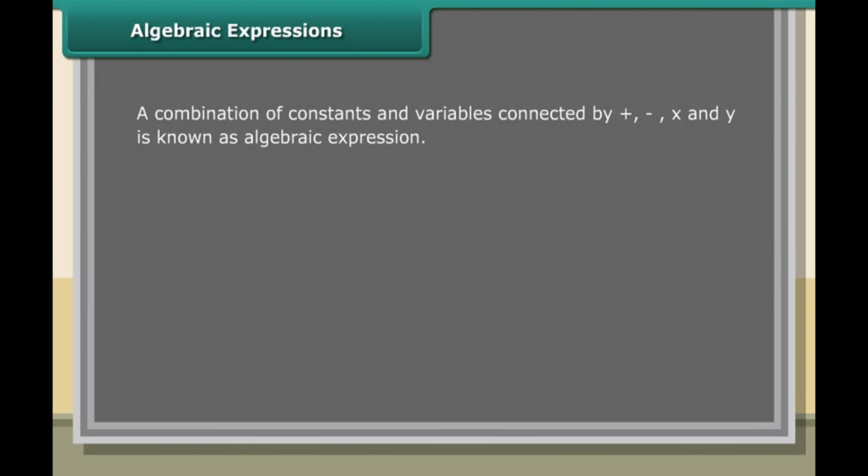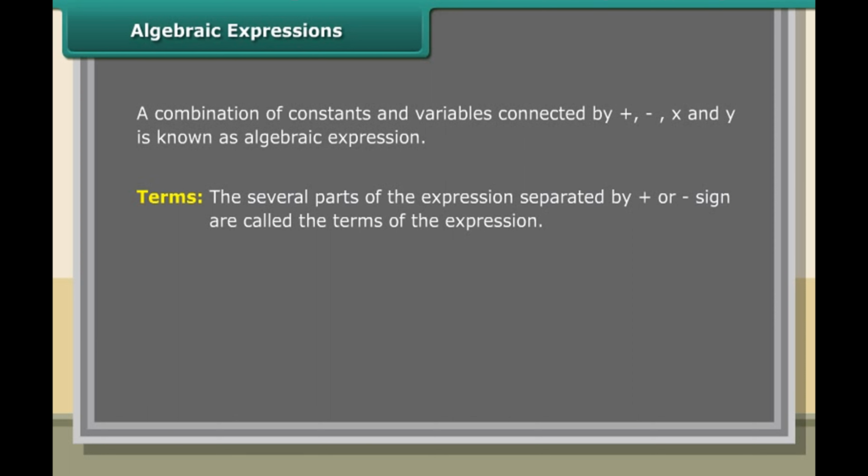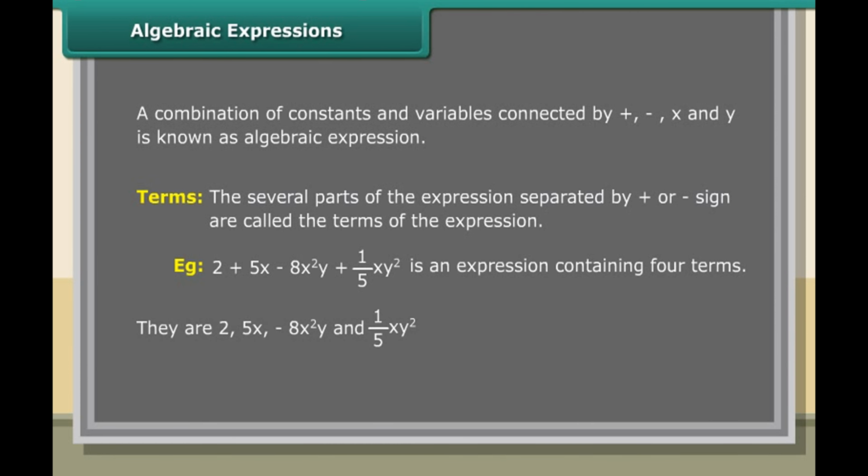Algebraic expressions. A combination of constants and variables connected by plus, minus, multiplication, and division is known as algebraic expressions. Terms. The several parts of the expression separated by plus or minus sign are called the terms of the expression. Example, 2 plus 5x minus 8x square y plus 1 upon 5 xy square is an expression containing 4 terms. They are 2, 5x, minus 8x square y, and 1 upon 5 xy square.